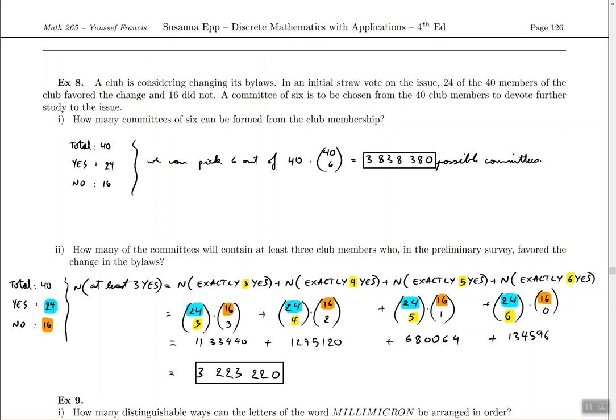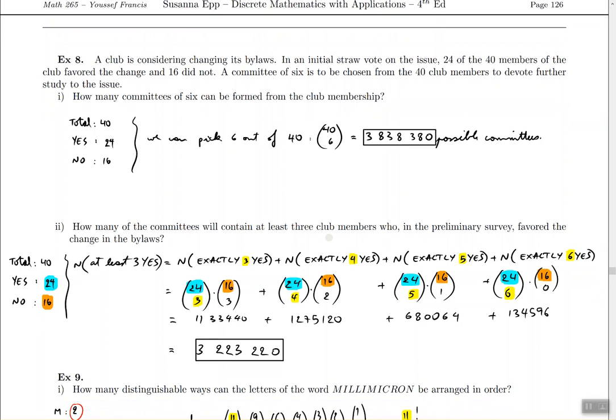So in this case, for the first part of the problem, it said how many committees of 6 can be made, regardless of what they decided, whether it's a yes or a no. In this case, we had 40 members in the initial club. There's 40 total, and we want to select basically 6. So 40 choose 6, and you get the total right there, 3 million roughly.